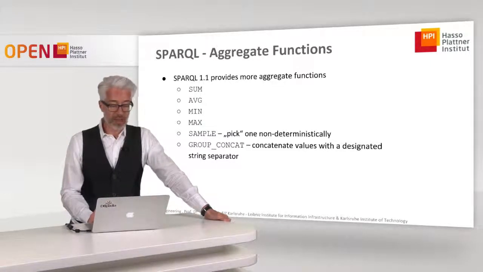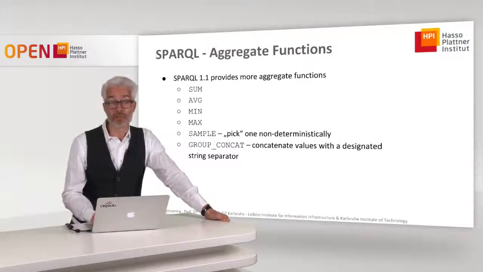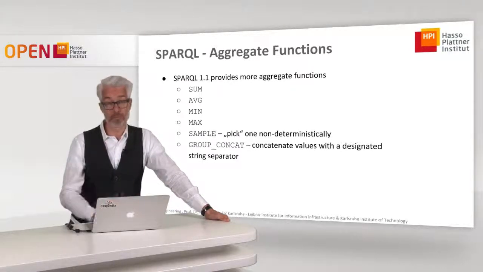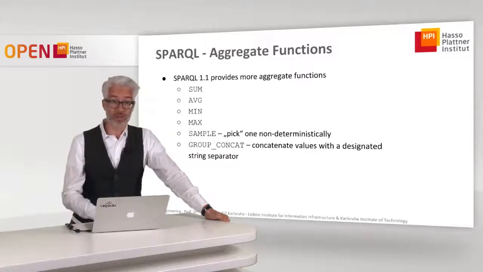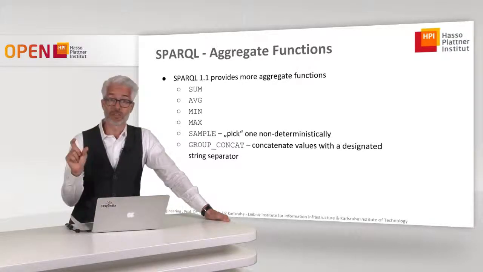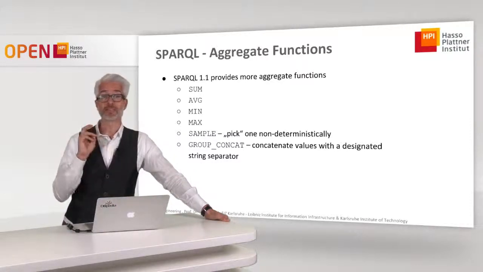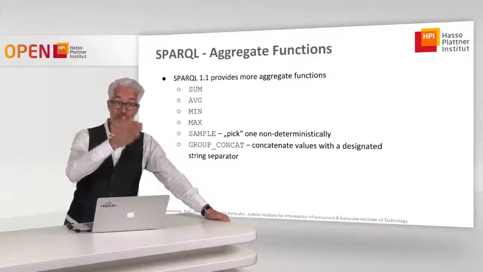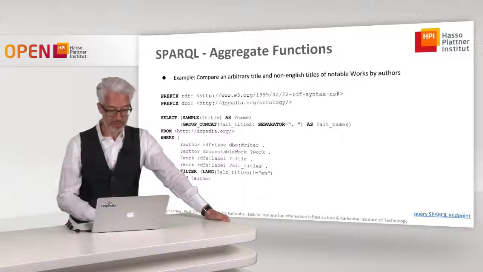What does sample mean? Sample means simply I pick one of the results in a non-deterministic way, so simply by random. So just pick one. I'm not interested in all of them. And group concat means in one variable put all the results, but interpret them as a string and concatenate them. And of course, with this you can also define a designated string separator with which the different results then will be separated. Let's have a look at that.